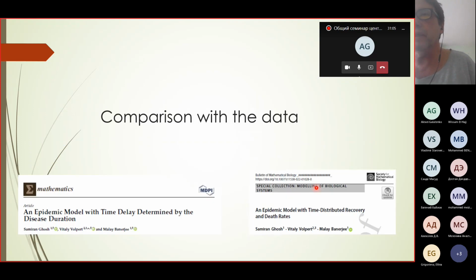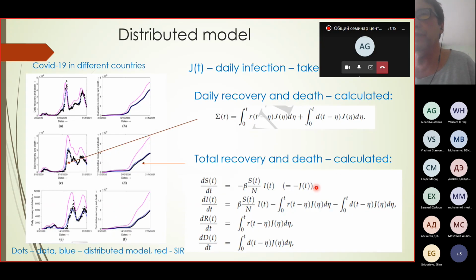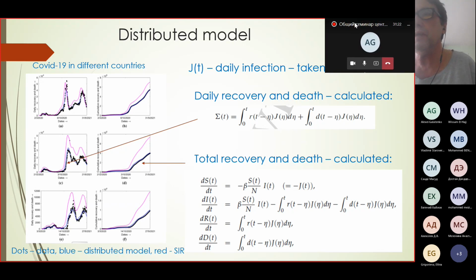Now what is interesting is to compare these three models with the epidemiological data. We have done it in recent works, and I will try to explain how we do that. I begin with the distributed model. We begin with the number of new daily infections, called here as before J of t. We take this number from the epidemiological data.